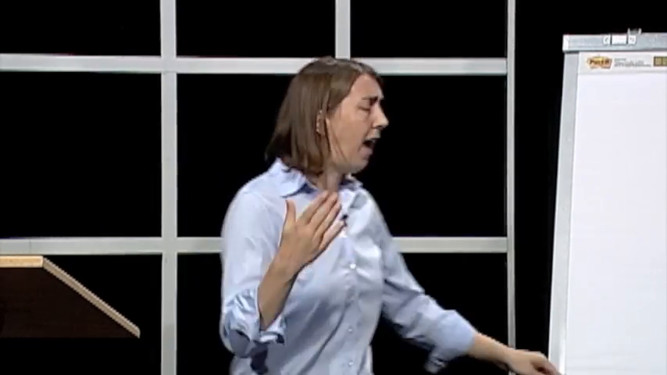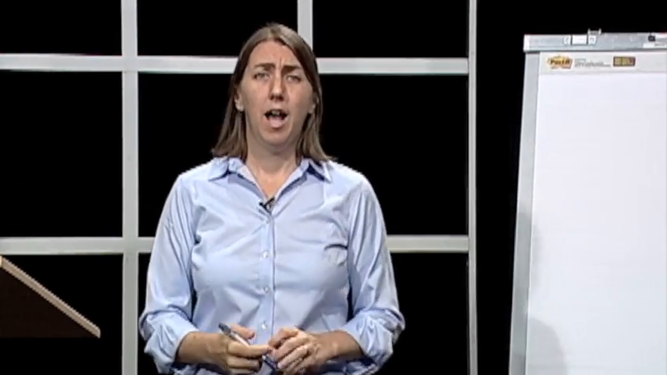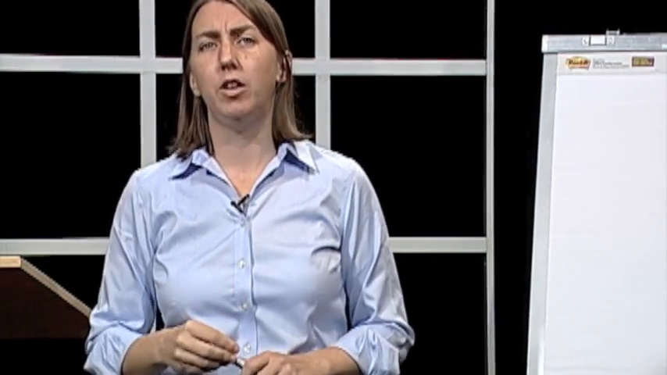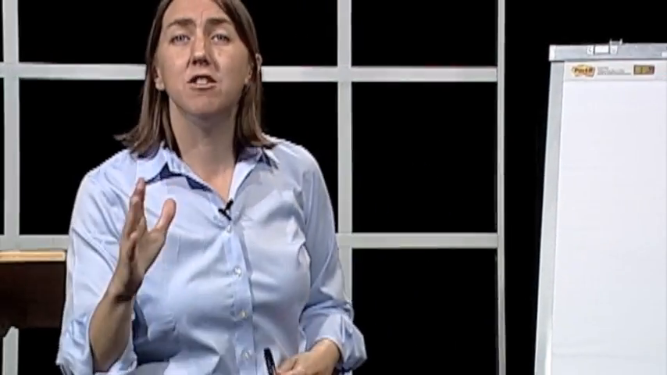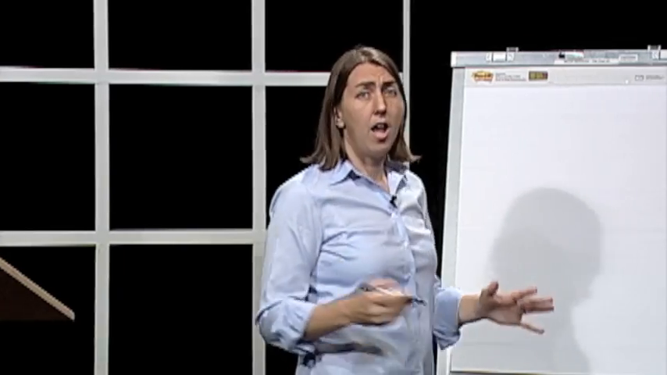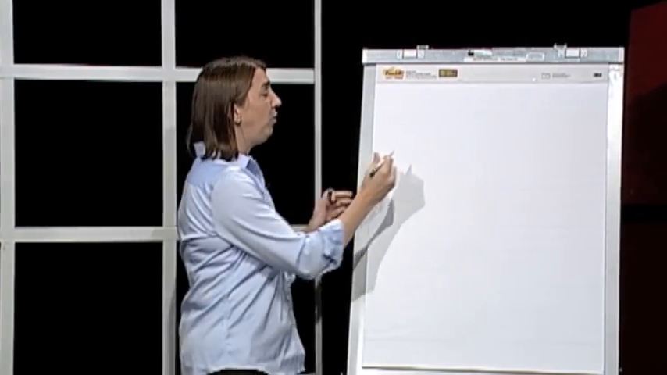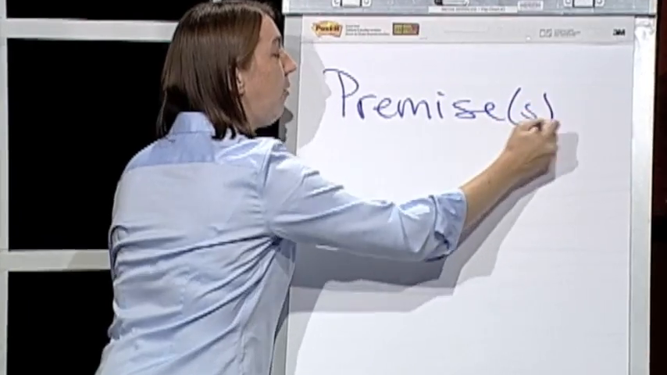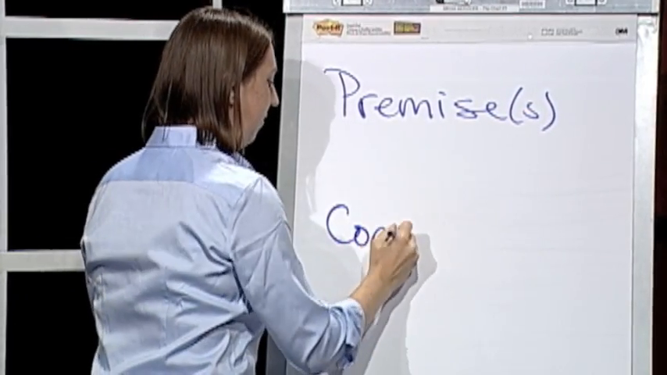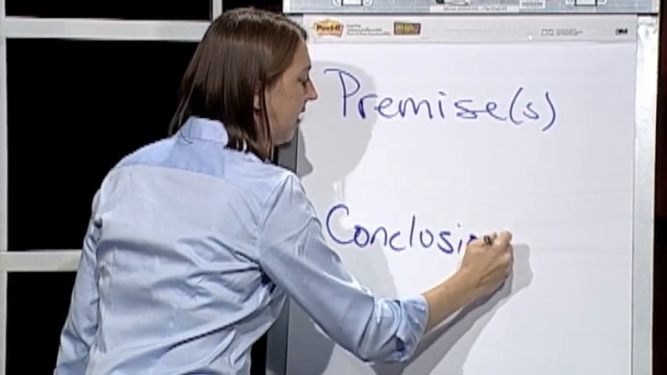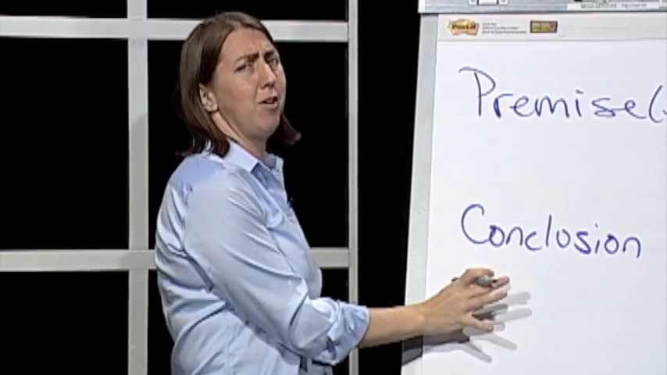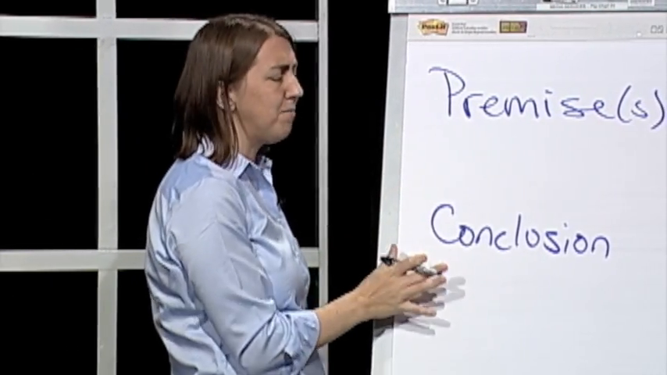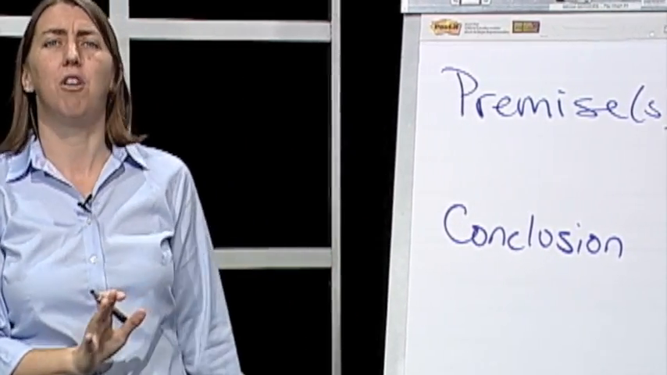Okay, so how do we tell whether we're dealing with an argument? How do you tell whether a certain piece of language, no matter its length, is or is not an argument? Well, arguments are made up of two and only two components: one or more premises and a conclusion. Now, technically, there could be some arguments with more than one conclusion, but to keep things simple, let's just say that there's one conclusion for each argument.